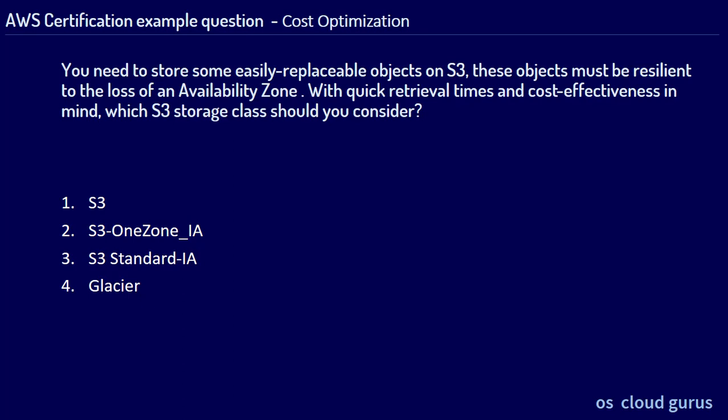Let's alter the question again, and we're going to add that these objects must be resilient to the loss of an availability zone. Again, quick retrieval times and cost effectiveness in mind. And this means One Zone Infrequent Access can no longer be the right answer. And therefore, this is going to be Standard Infrequent Access, because we have the loss of an availability zone as a requirement. So that's it.